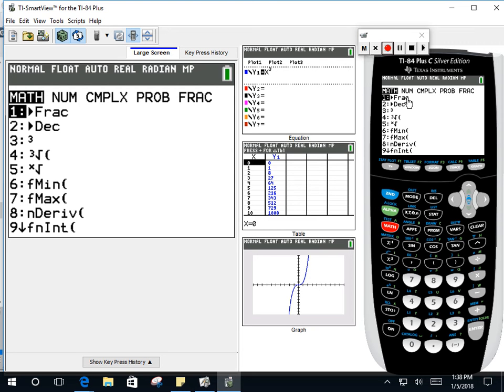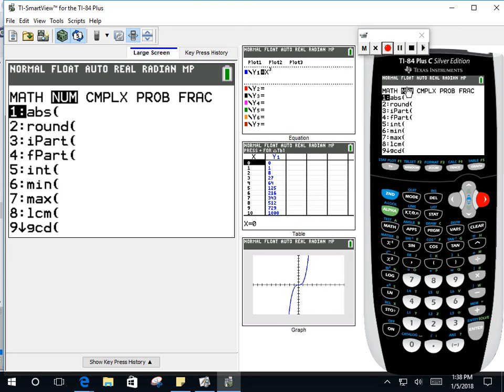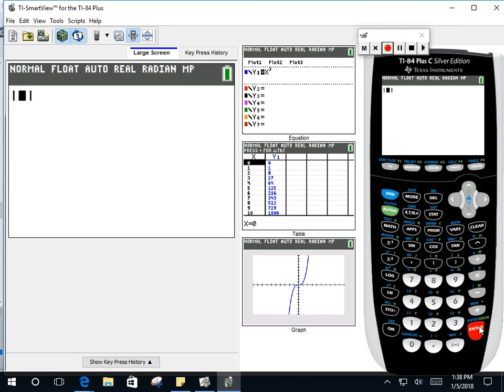After pressing it, you'll go right 1 to the NUM for number, and then see the very first option, ABS, that's for absolute value. So you can either hit 1 or, since you're already on top of it, hit enter and see how it gave you absolute value bars.